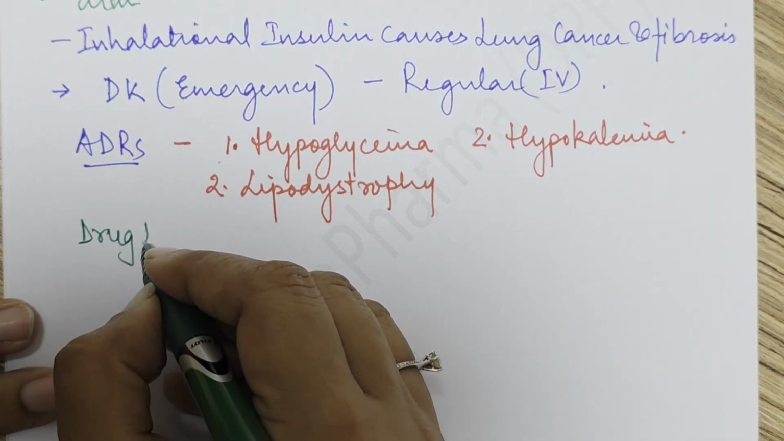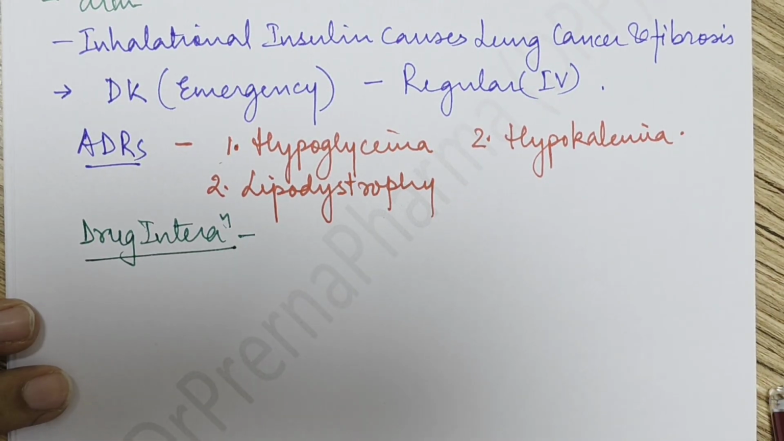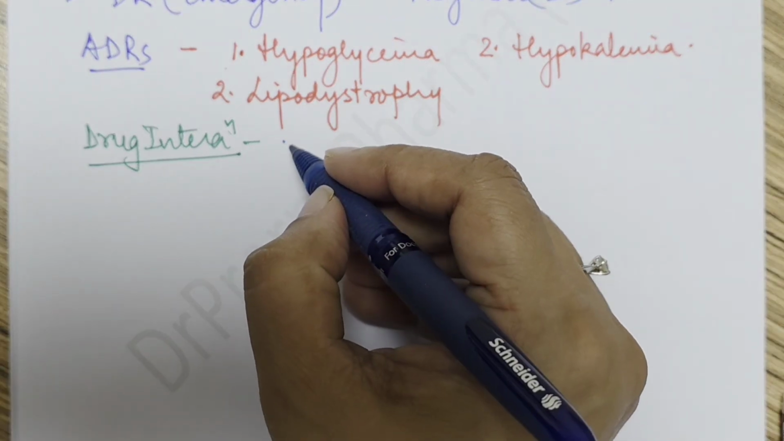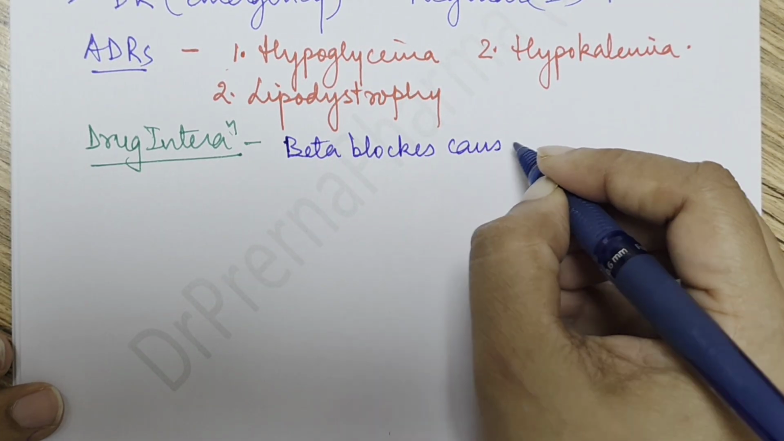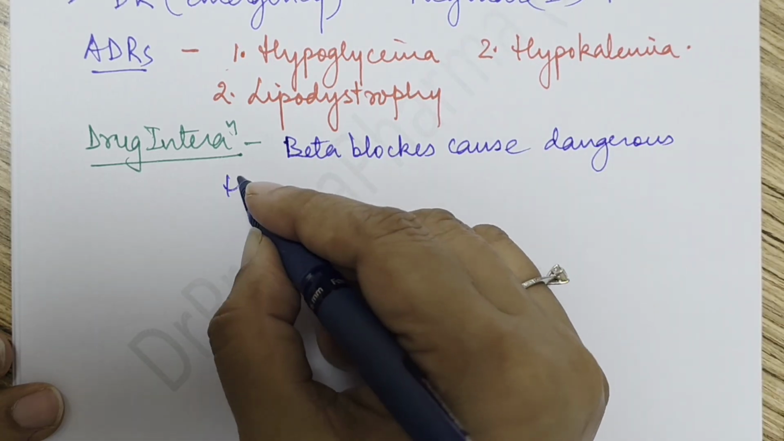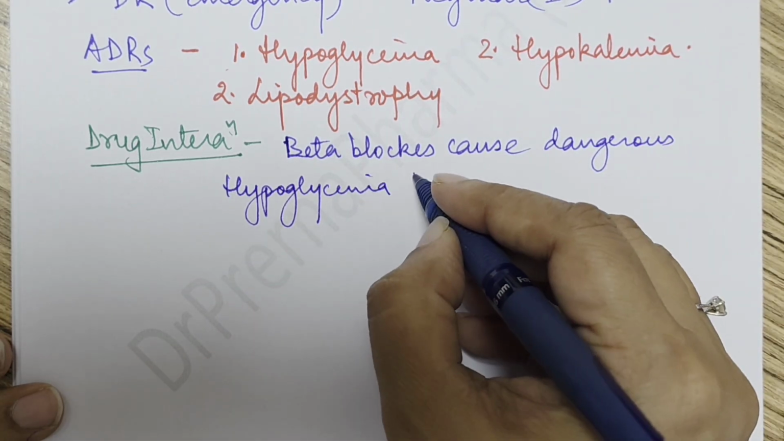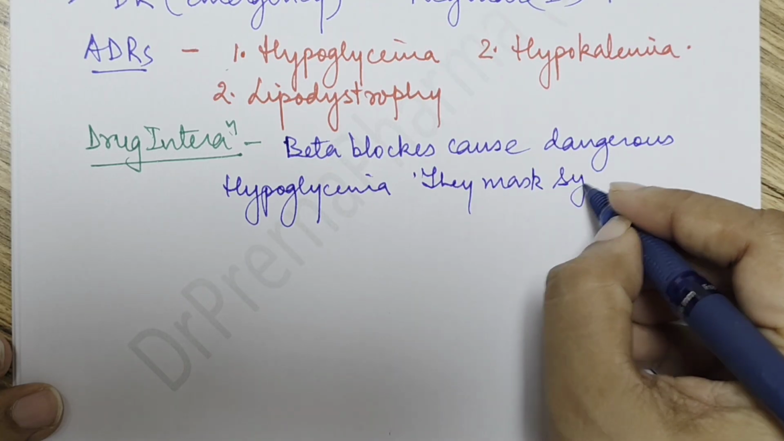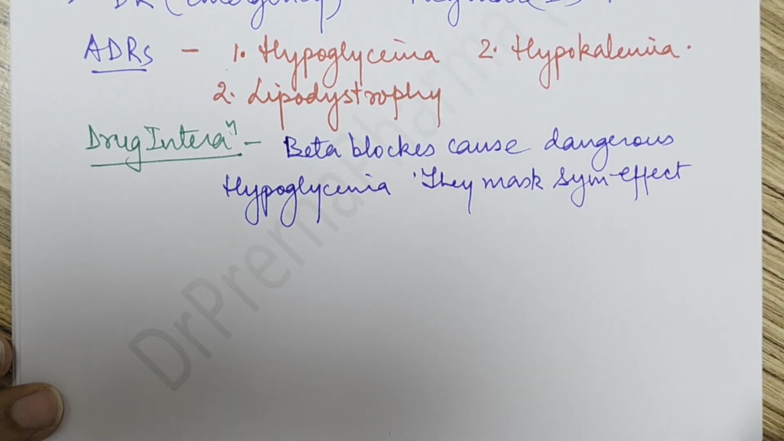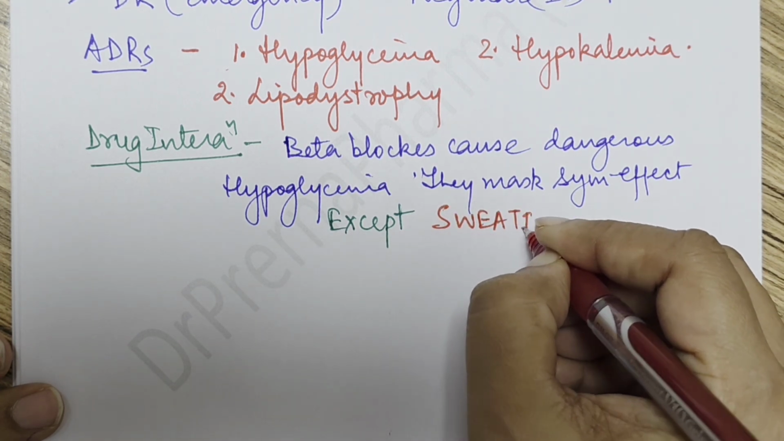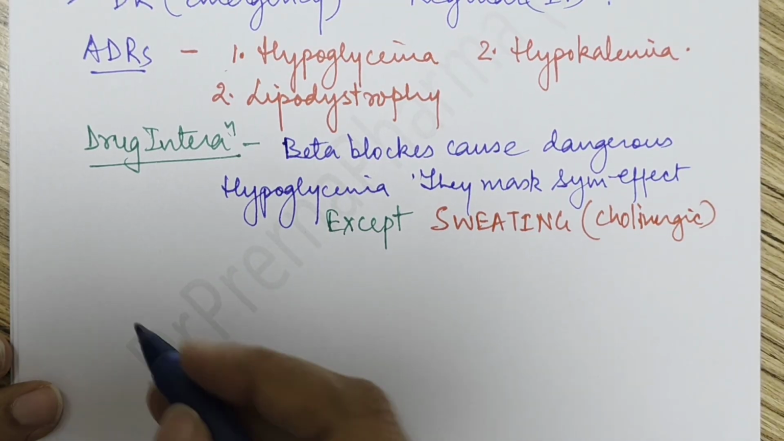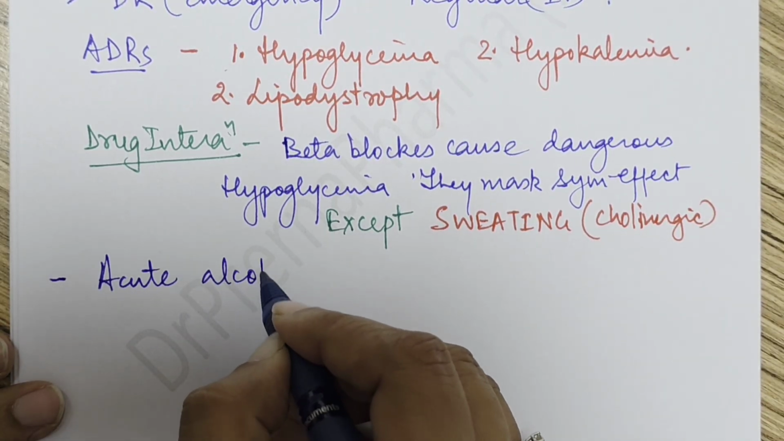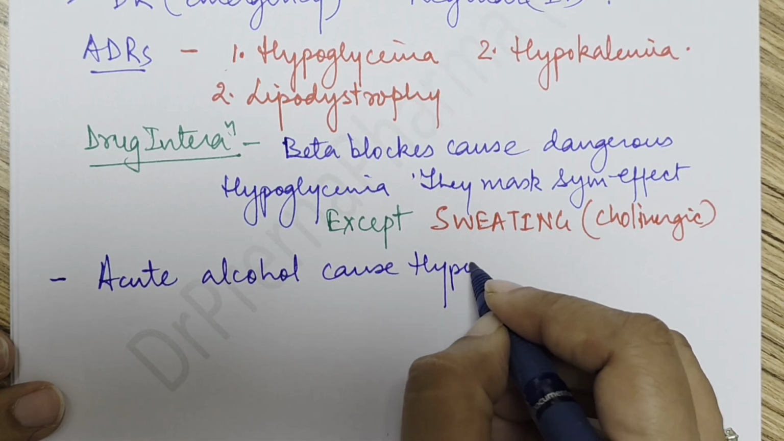Then if we come to the drug interactions, there are many interactions related to insulin because insulin is managing the blood sugar. The first interaction is that beta blockers cause dangerous hypoglycemia. Why? Because they mask the sympathetic effect of hypoglycemia. An important part here is except one symptom, that is sweating. So except sweating, they mask all the symptoms because this is mediated by cholinergic fibers, right? Then second is acute alcohol ingestion causes hypoglycemia.